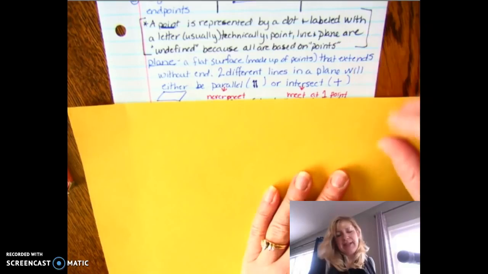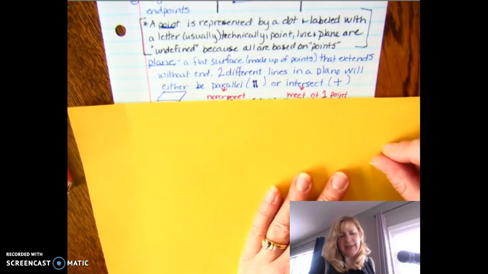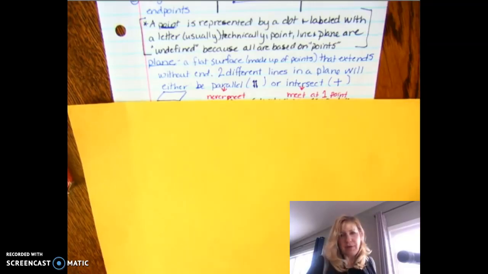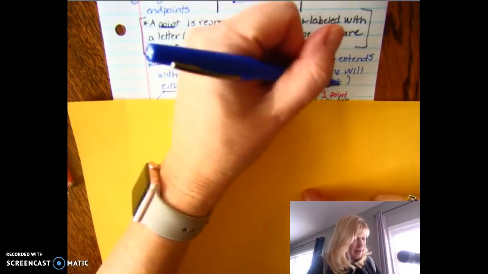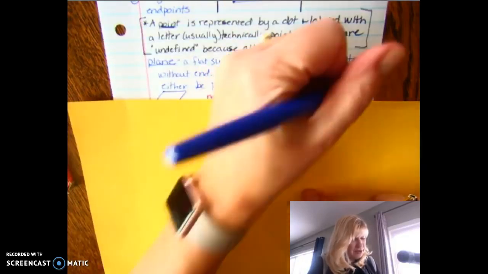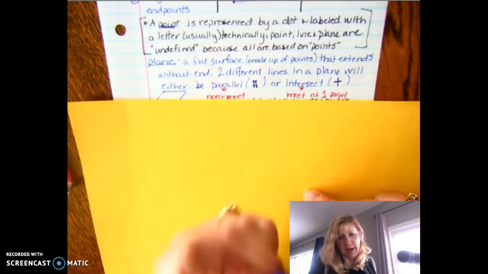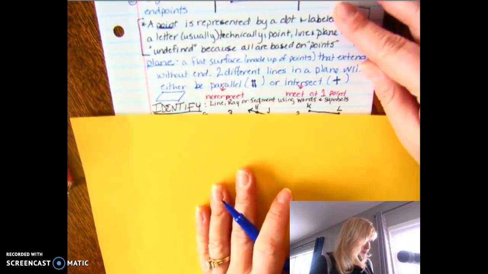Intersect, that's an easy one because we talk about intersections at the roads and things like that, and that's where two roads would meet. So right here we see the little plus sign that I've drawn, but that's actually two lines that are intersecting. They meet at this one point in the middle.